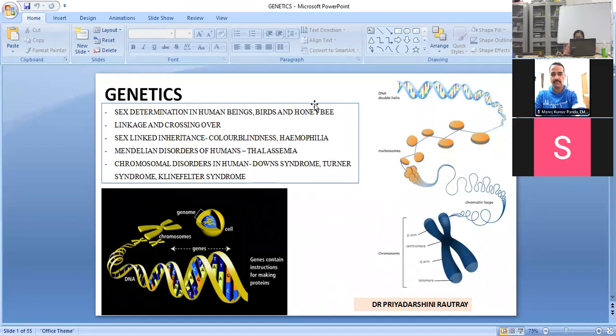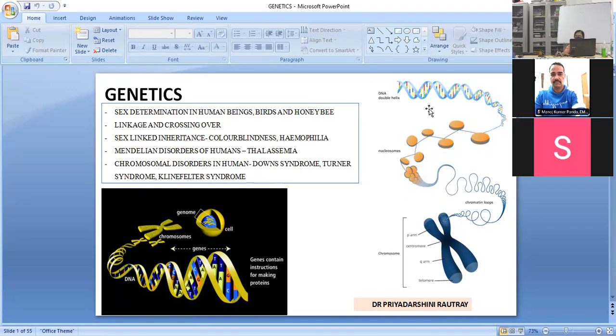Then we have thalassemia and certain disorders in chromosomes, specifically Downs, Turner's and Klinefelter syndrome. So as we all know, these are very simple topics, but can be made very interesting for the students. Basics of human genetics, as we all know, are some very fundamental concepts which will help the children to continue in their future endeavor if they want to continue in our field.